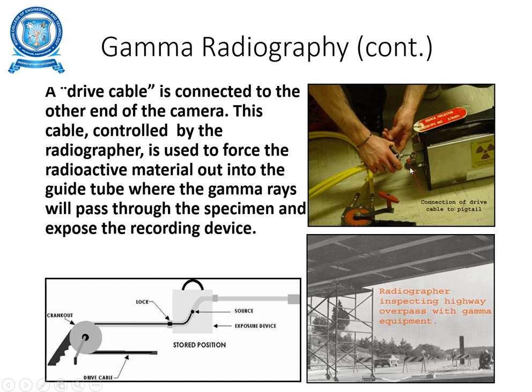So here the radiographer is connecting the drive cable to the pigtail of this camera unit, and this line diagram shows the exposure device. This is a camera unit, actually. This is the source inside, and here you have this drive cable, and this is the crank out which is rotated, like you have this stored position of this camera unit.